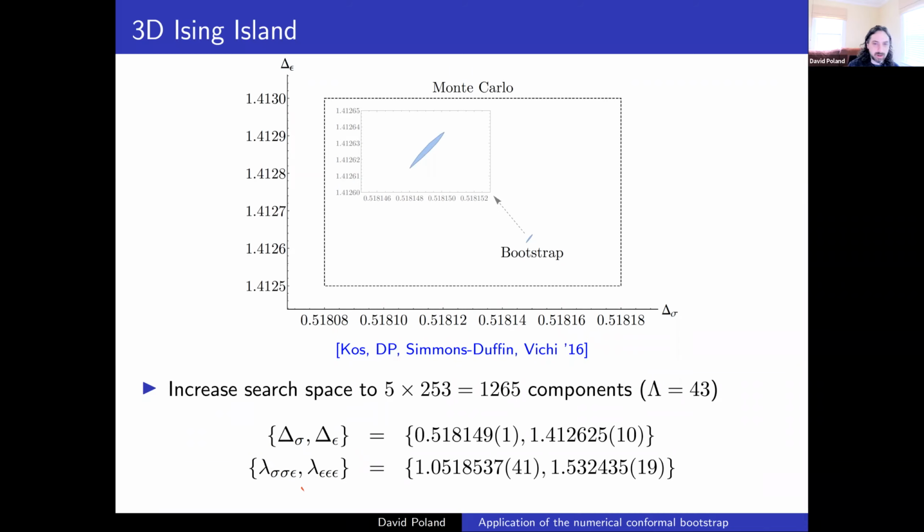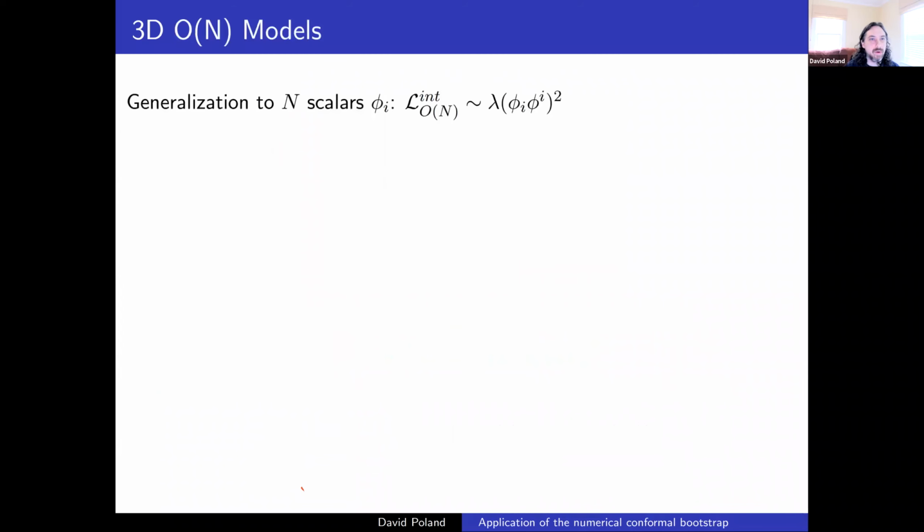Okay, so maybe I should go on. So beyond the Ising model, there are of course lots of other interesting conformal field theories. Another interesting class of conformal field theories are the O(N) vector models in 3 dimensions. You can think of this as being a theory with an N-component order parameter, or you can start from a theory of N free scalars and give it a phi_i squared interaction and have it flow to a conformal fixed point in the infrared.